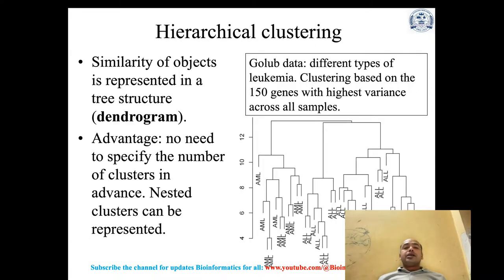Now, hierarchical clustering: similarity of objects is represented in a tree structure, that is, dendrograms. And Golub's data, which was published in Nature, you can also have a look over it, which clearly shows the implementation of hierarchical clustering. Here, different types of leukemias were studied, clustering based on the 150 genes with highest variance across all the samples. The advantage: no need to specify the number of clusters in advance, and nested clusters can be represented.